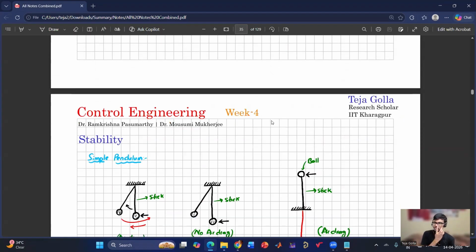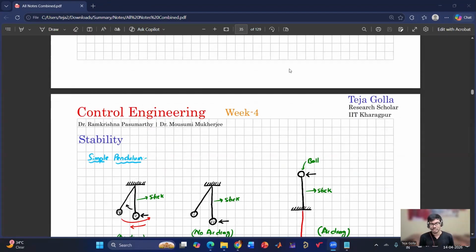Yeah, so week 4 was about stability. Until here, any doubts? No, sir. Okay. So in week 4, we have discussed about stability.